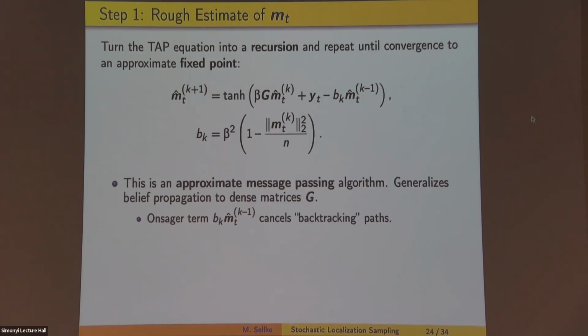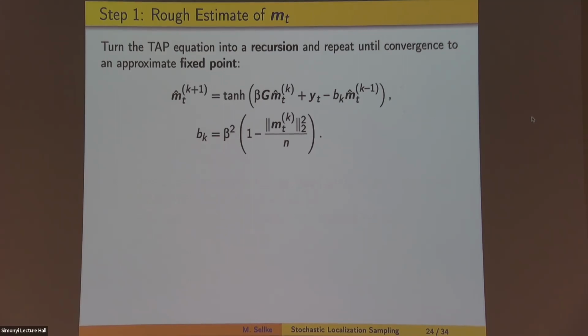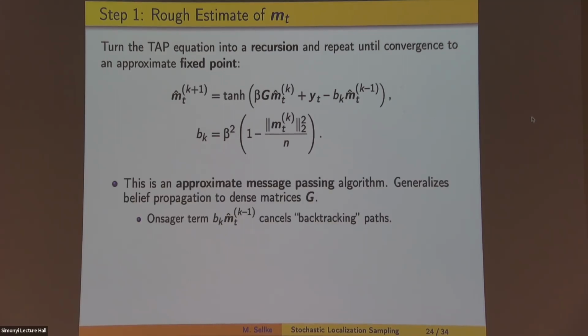Using the Bolthausen? Yeah, right. So this is something Bolthausen introduced. It was in a very slightly different context, but yeah, it's almost what Bolthausen did. This is what an approximate message passing algorithm is. And you can think that this extra funny term is kind of ensuring that we get some non-backtracking property.